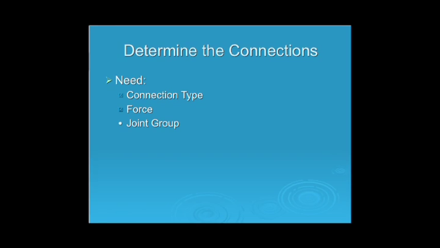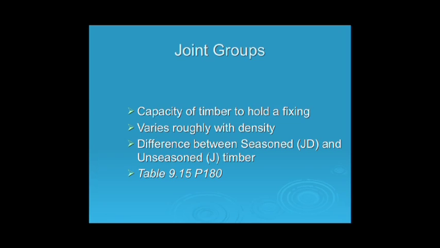To determine the connection, we need to know the joint group. All right? So we need the connection type and the force and the joint group. They're the three things we need to pull together. I just explained to you about joint groups. It's basically the capacity of the timber to hold the fixing, varies with density.